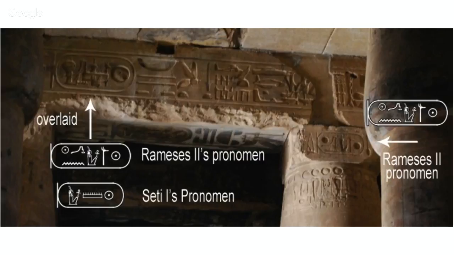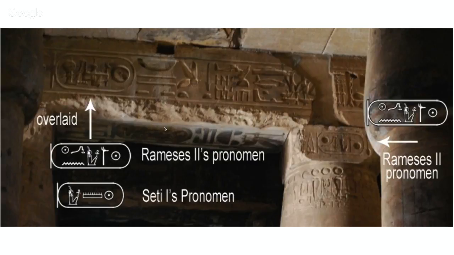So again, just one more time, I'm showing that these are the 2 names that are overlaid. So we have Seti I's pronomen, which is his throne name, and Ramses II's pronomen, which is his throne name. They're overlapping each other right here. And confirmation, if you want to see how it looks undamaged, is right next to it on the right hand side. That would be Ramses' name, though. All right. So just remember that. And so that's what we're dealing with.